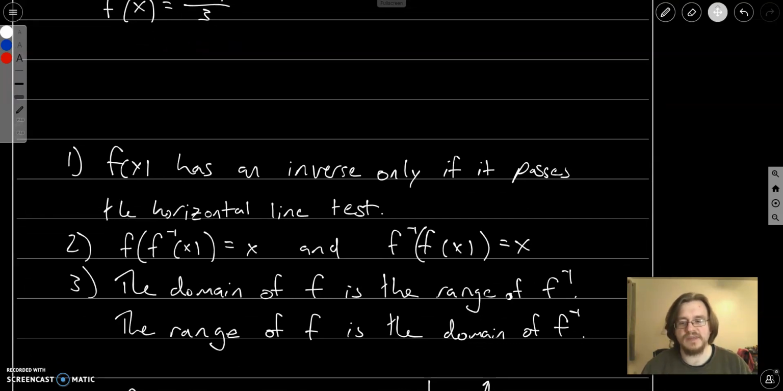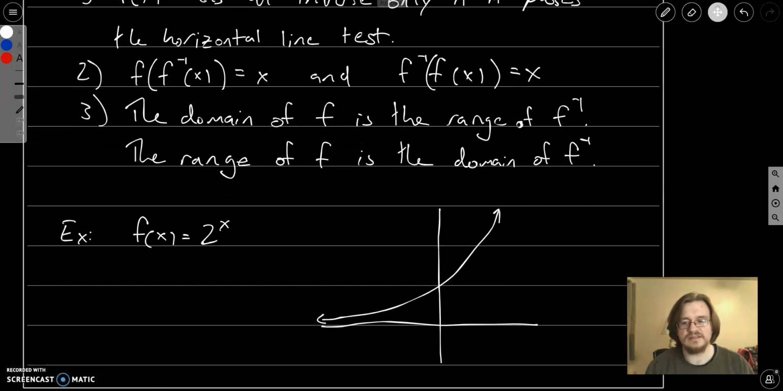And because we're swapping the x values and the y values, the x values that we can plug into f become the y values we can get out of f inverse, and the y values that we can get out of f become the x values that we can plug into f inverse. So the domain and range switch.